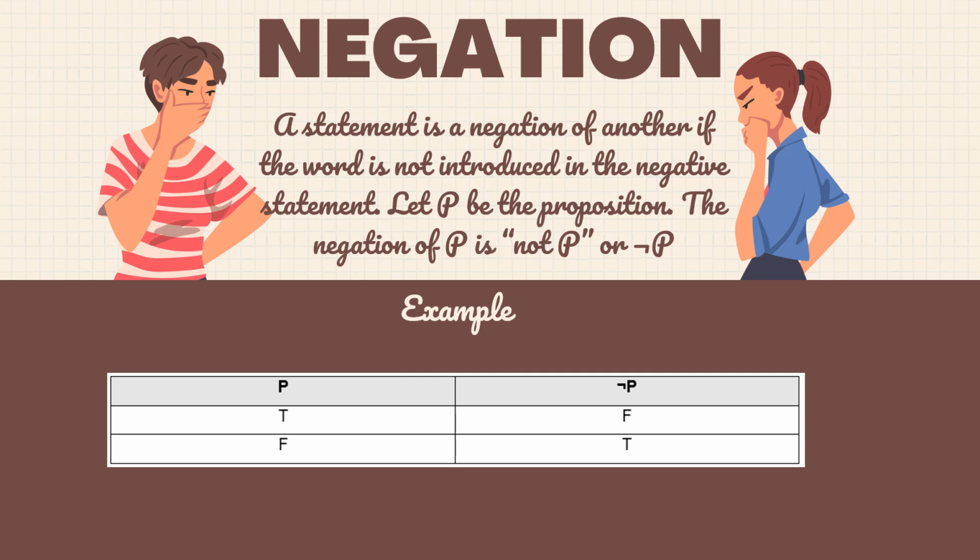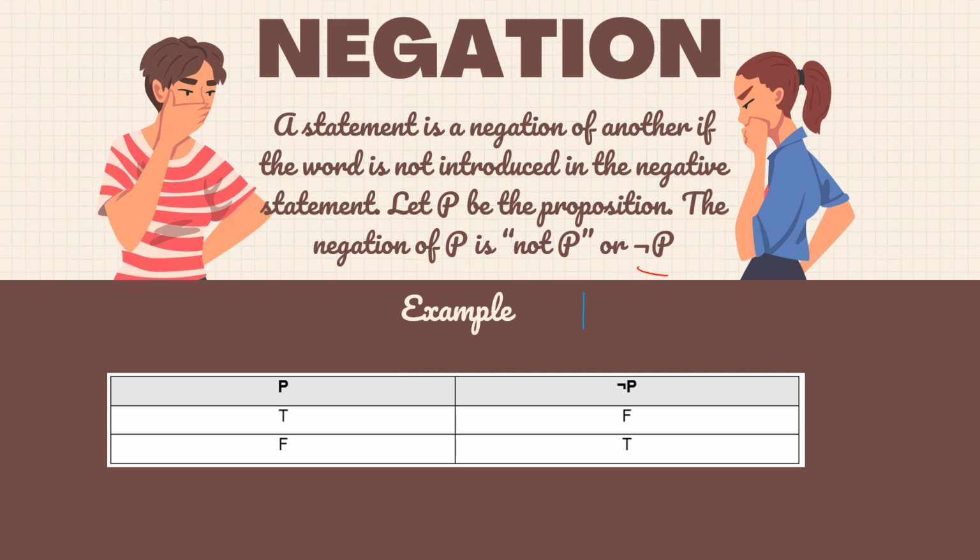So, let P be the proposition. The negation of P is not P. This is read as not P. Sometimes there is another sign for not P, which is this one, tilde P. This is the tilde sign. You can say tilde P or simply read it as not P.